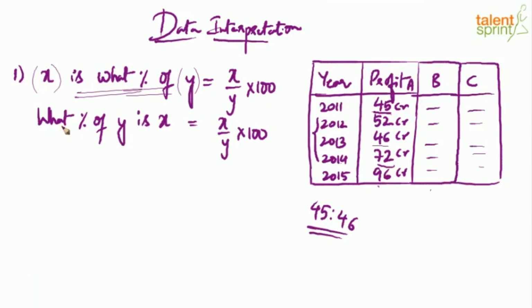It's like, what is your name? Your name is what? You understand? There's no difference, right? The answer will not change. So, what percent of Y is X? X by Y into 100.